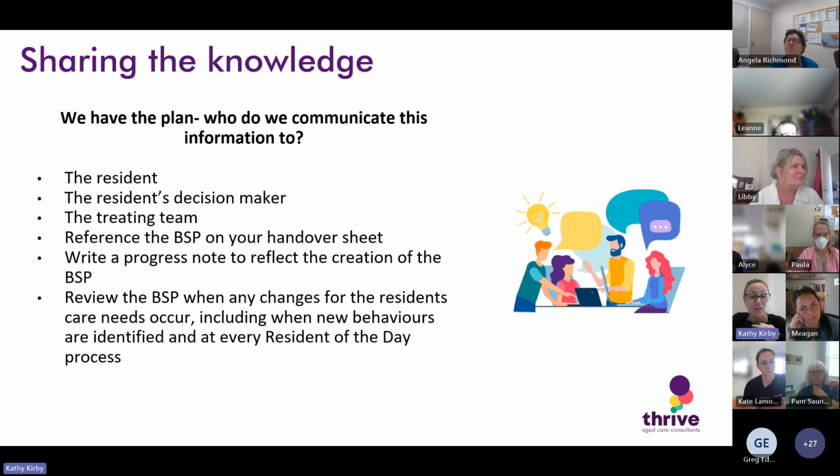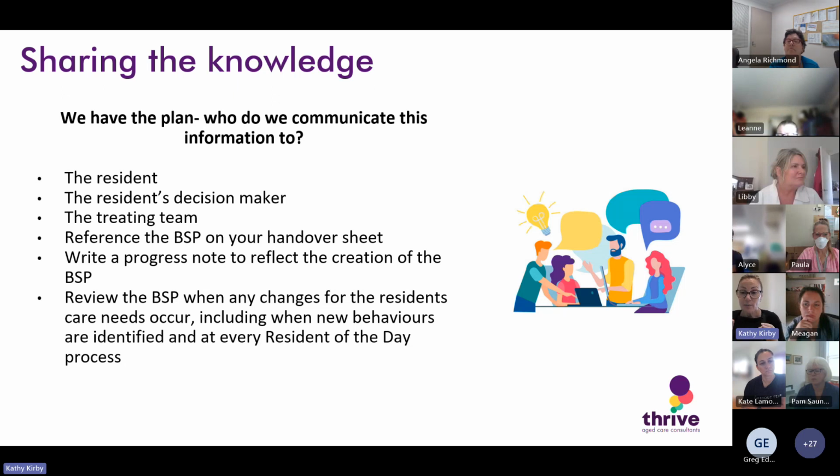Before we wrap up, it's really important. There's no point us collecting data and then not evaluating it, and there's no point then evaluating it and not sharing it with others. Okay, so when we pull that behaviour support plan together, we need to communicate it. So we need to include our resident where possible. We need to include their decision maker. And in aged care, everyone has a right to have access to their care plan. Okay, it's a part of Standard 2. The treating team should be involved.